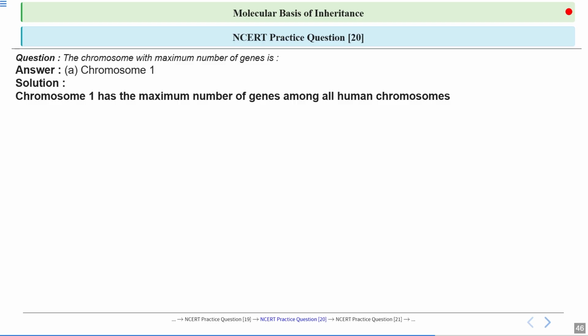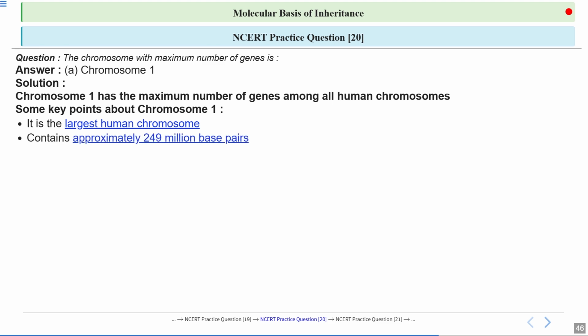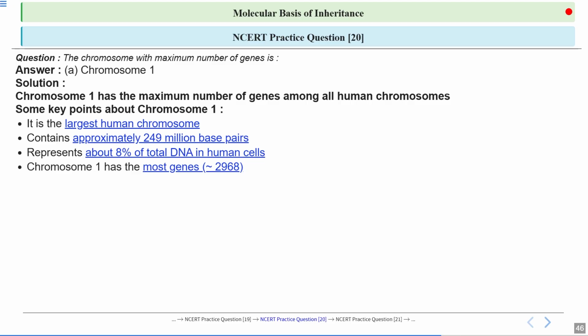See, chromosome 1 has the maximum number of genes. It is the largest human chromosome. It contains approximately 249 million base pairs and represents about 8% of the total DNA in human cells. Approximately 2,968 genes are present on chromosome 1.